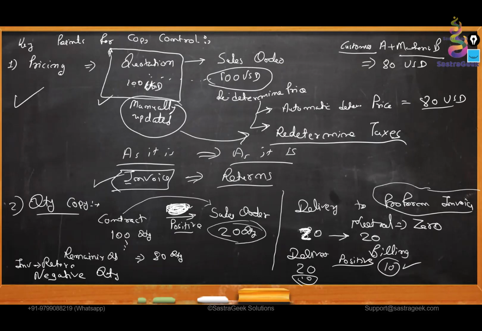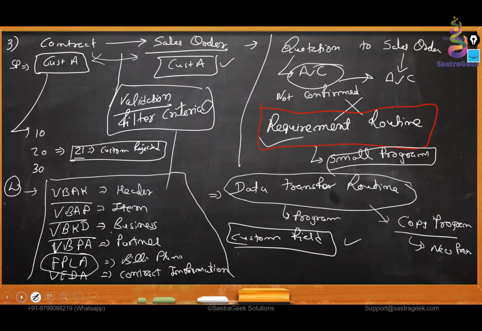In many cases, the problem in copy control is the simple fields configuration, which people may not have given proper thought. But the important parts are pricing, quantity copy, requirement routine, and data transfer routine. These are the four most important parts. And then there are some additional configurations. Let's look at the system.